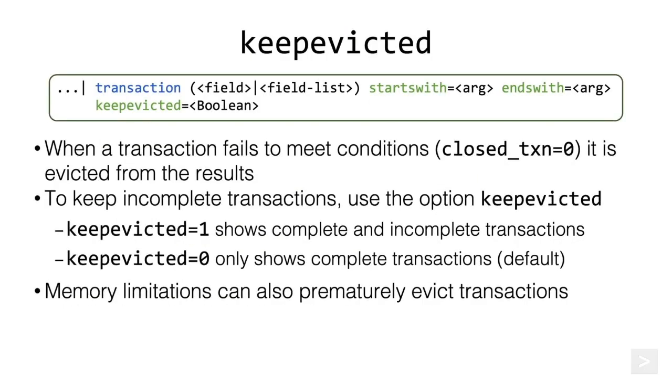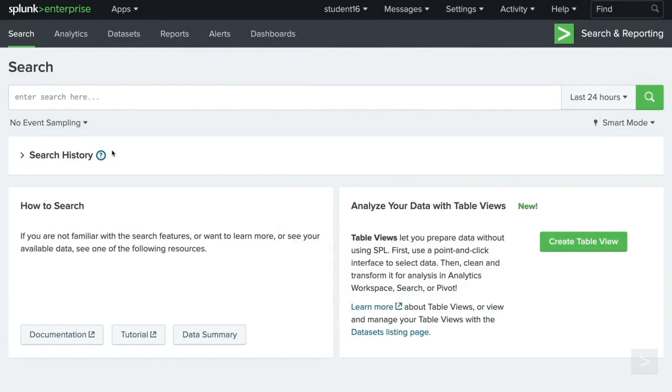In addition to the closed transaction field, we have a keep evicted option that is built into the transaction command. Keep evicted takes a value of true or false and is set to false by default, evicting all incomplete transactions. However, as mentioned earlier, there are times when we need to get information about transactions that did not complete, which is a reason for setting keep evicted to true. Let's take a look at an example.